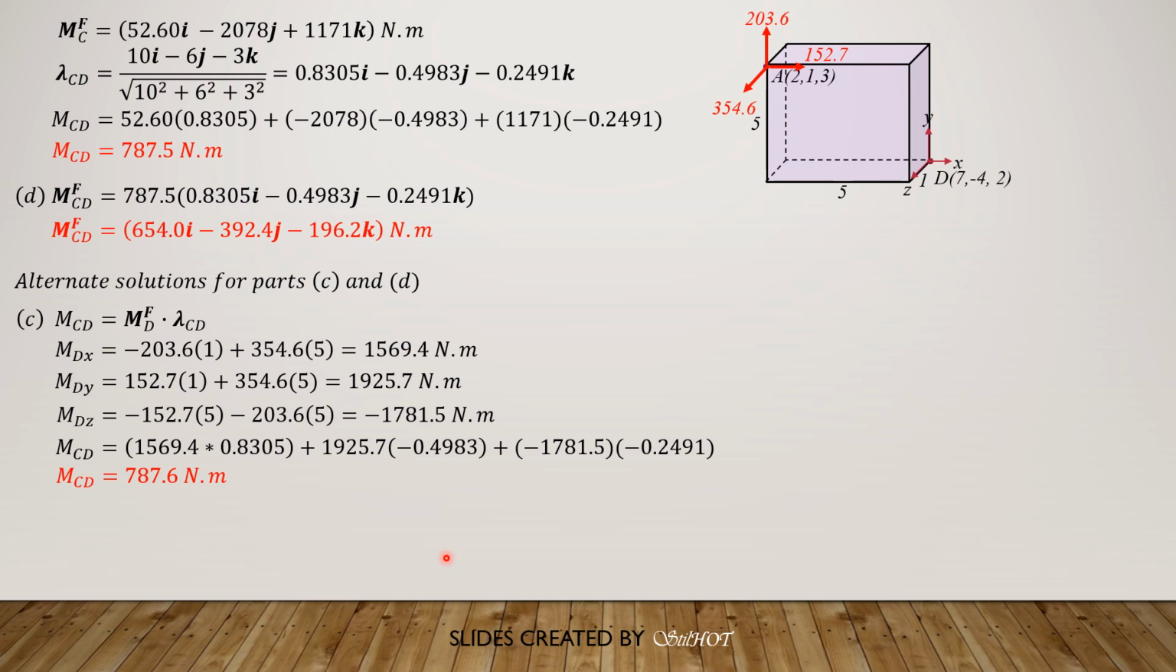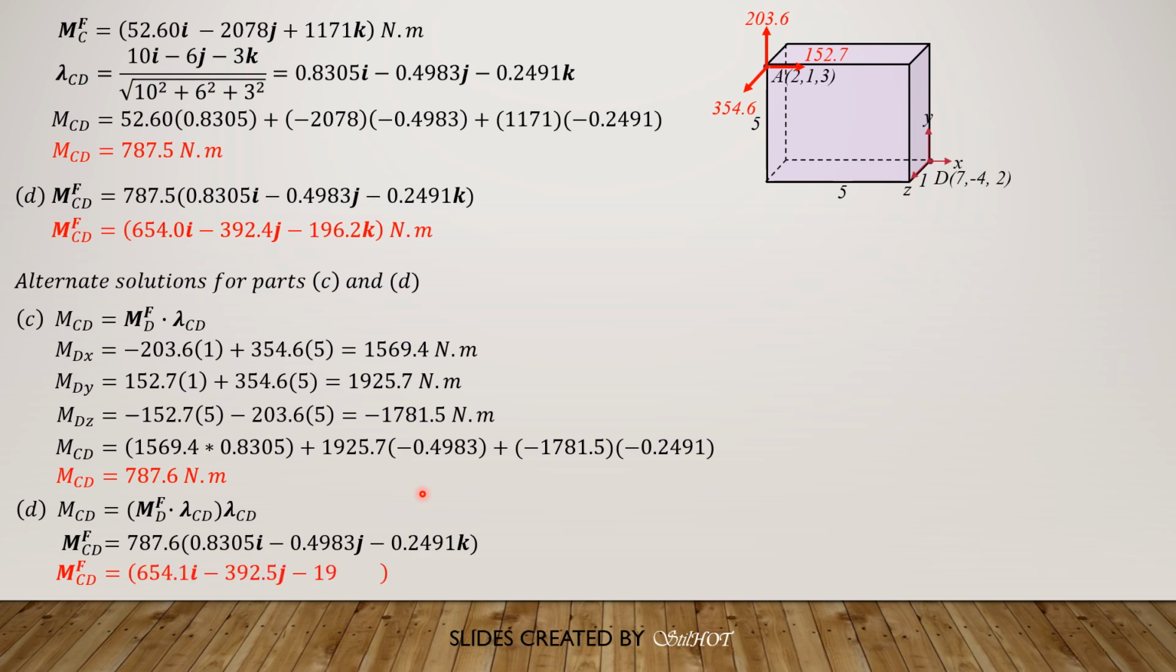So another way is MCD would be the scalar value 787.6 times the unit vector of CD, and we'll get the following results. So MCD is 654.1i minus 392.5j minus 196.2k, which is almost the same as that. There's a little discrepancy because of rounding off instead.